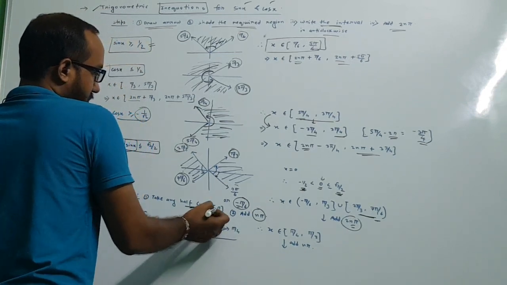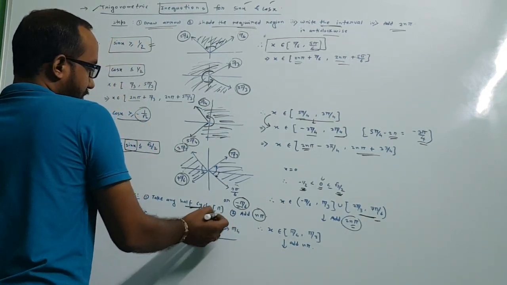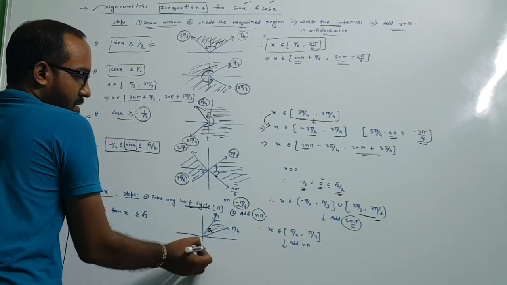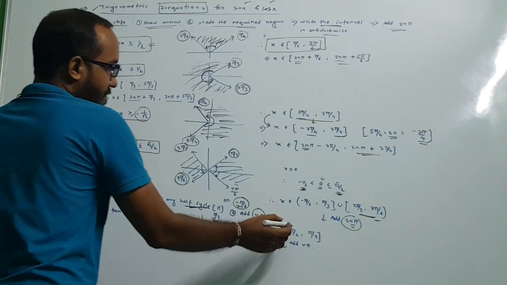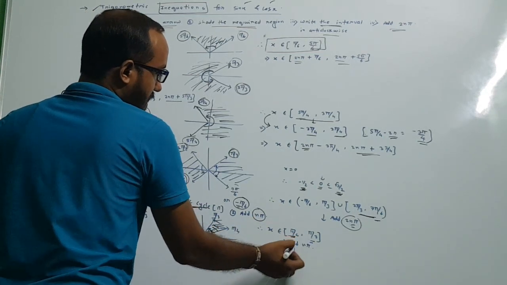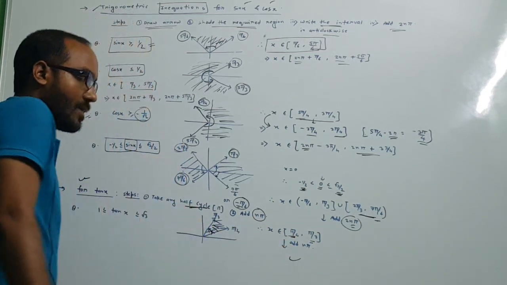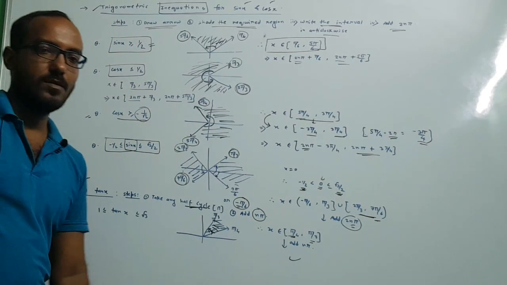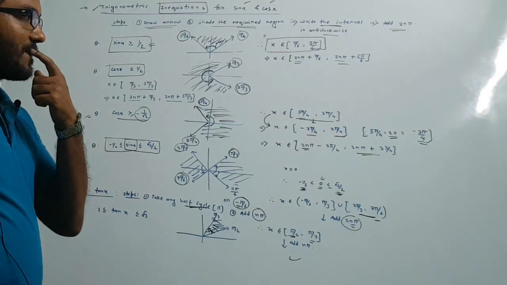Tan x is 1 for pi by 4 and root 3 for pi by 3. You have to take anti-clockwise direction, shade the region, add n pi. So what is our range? Our range would be pi by 4 to pi by 3. Add n pi, you will get the answer. I think there is no doubt on this type of problem.